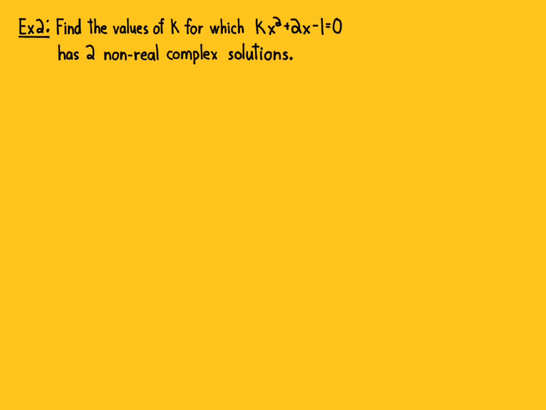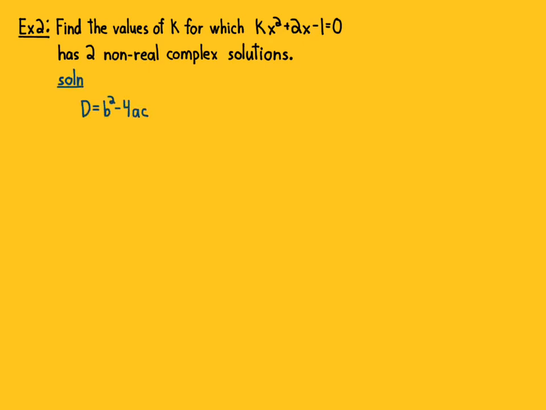Now, they could do this same thing and put the k in different places. They could have the k as a coefficient of x, or maybe the k is a constant, right? But you'd basically still do the same kind of thing. It's just here, a is k, b is 2, c is negative 1.